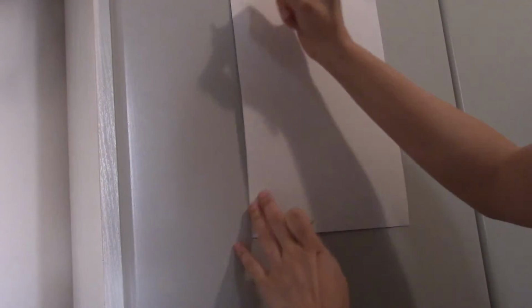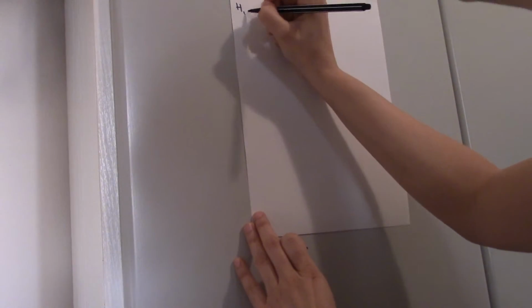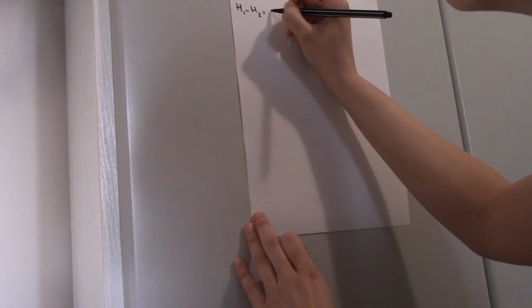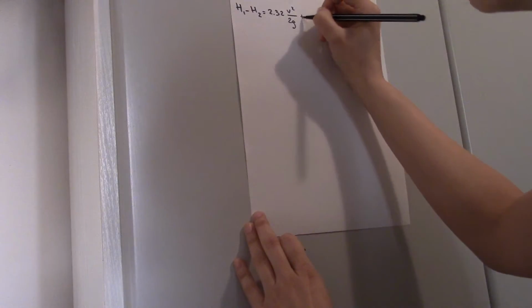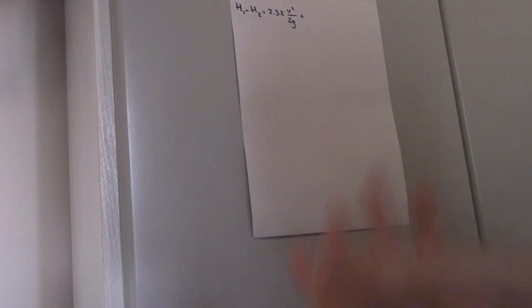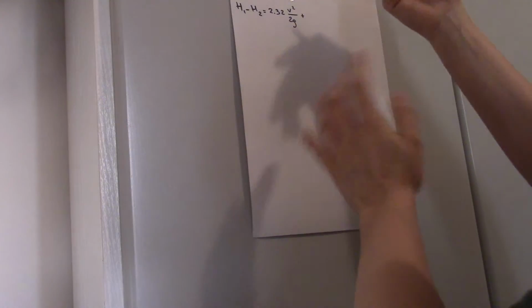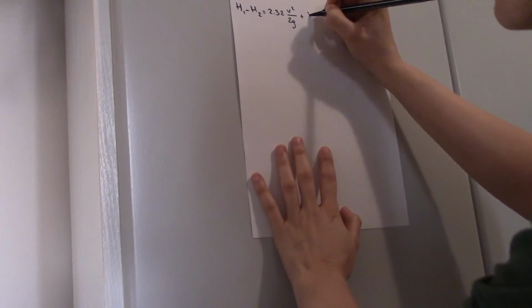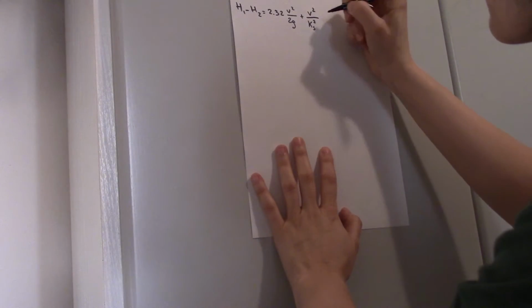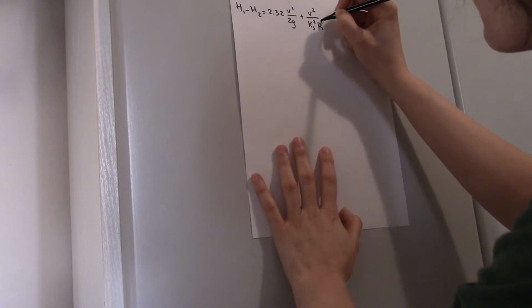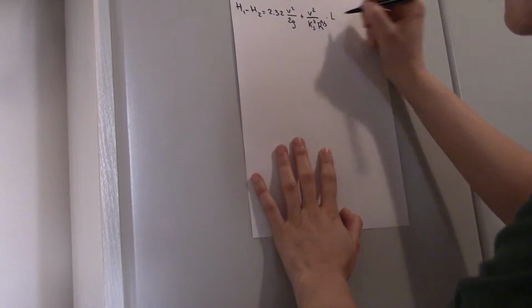Okay, so basically we get the point that h1 minus h2 is equal to 2.32 q to the power of 2 over 2g plus, up to you if you prefer to write it in one way or another, for example, j, which is v to the power of 2 over ks to the power of 2 times r to the power of 4 over 3 times L.